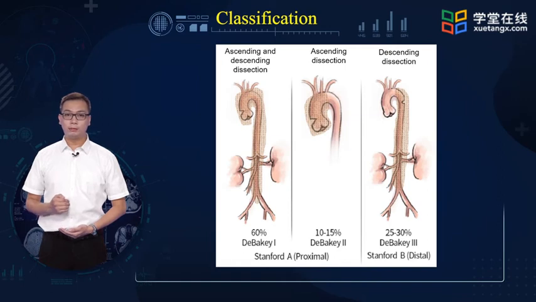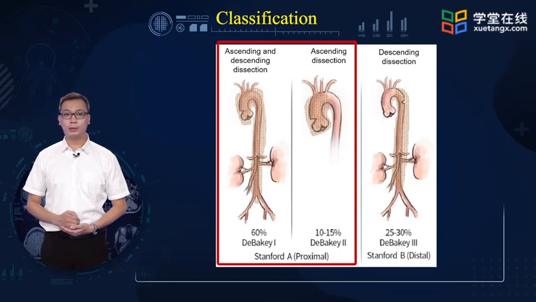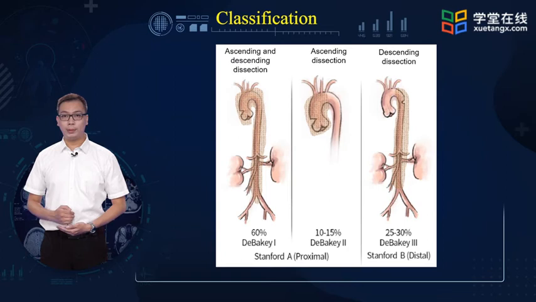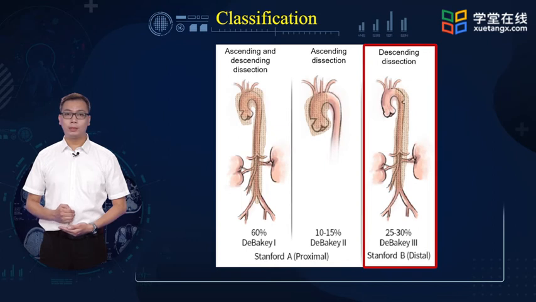The Stanford classification divides dissections into types A and B by the most proximal involvement. Type A affects the ascending aorta and aortic arch, and possibly the descending aorta. The tear can originate in the ascending aorta or aortic arch. It includes DeBakey types 1 and 2. Stanford type B involves the descending aorta without the involvement of the ascending aorta. It includes DeBakey type 3.